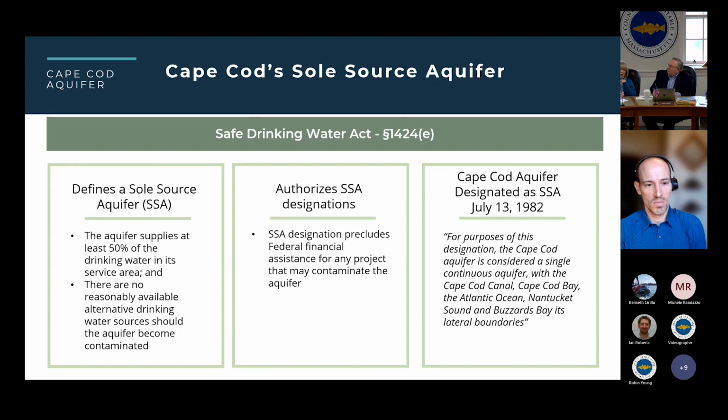Maybe it's the one before. No, I don't know. It's right there, in the box in the middle, it says specifically the designation precludes. Now, does it say "may contaminate," Tim? Yep, it says "may contaminate" the aquifer.